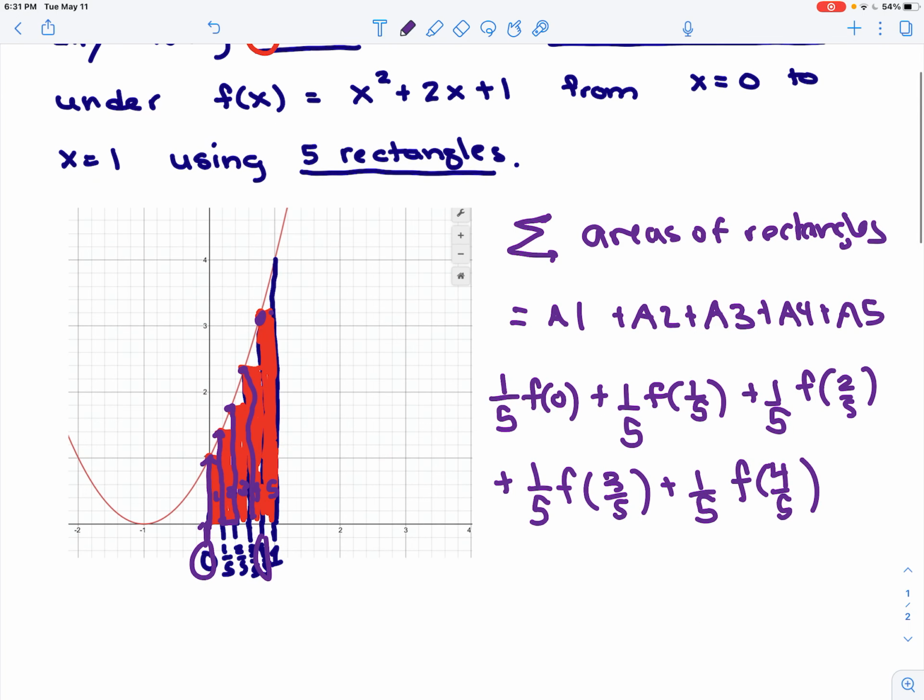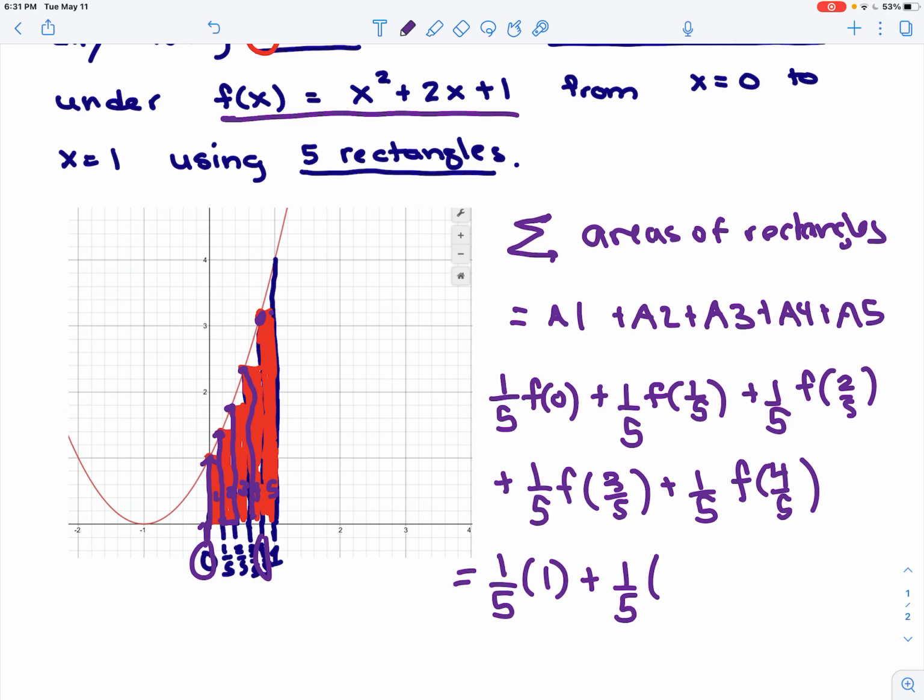Okay, so now I'm actually going to plug those into the function to find the y values. So I have equals 1/5 times, if I put 0 into there, I get 0 squared plus 2 times 0 plus 1, so 1, plus 1/5. And if I put 1/5 in, so this is what I was telling you how I figured these all out ahead of time.